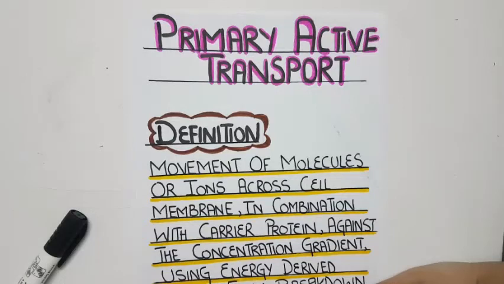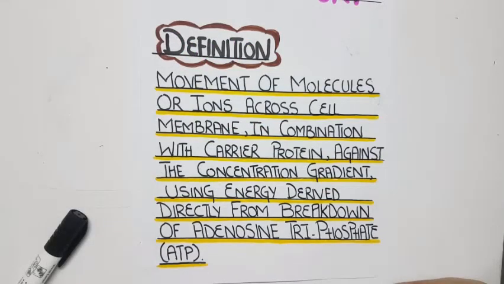Primary active transport is defined as movement of molecules or ions across the cell membrane in combination with carrier protein against the concentration gradient using energy derived directly from the breakdown of adenosine triphosphate, or the ATP.